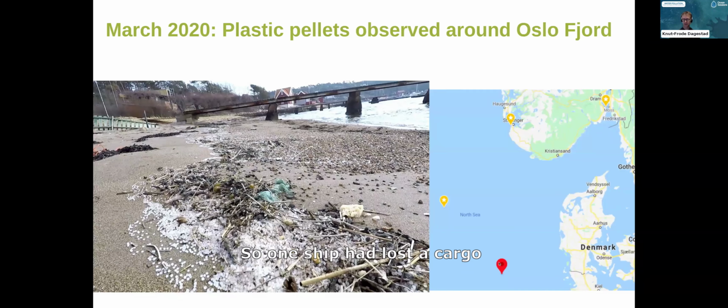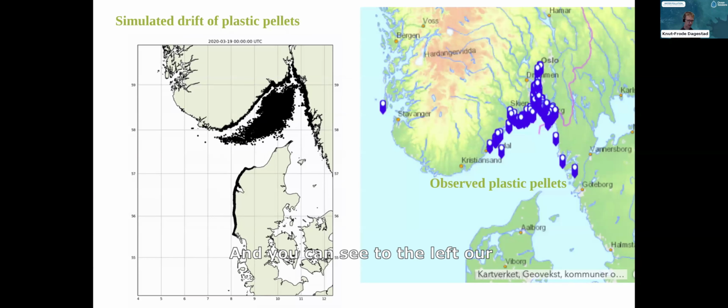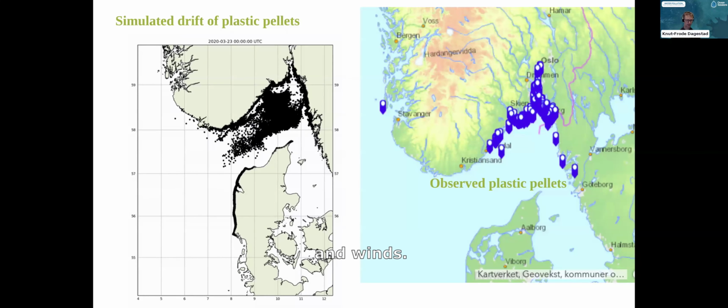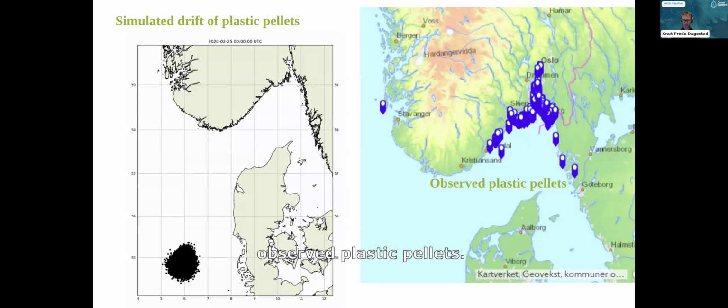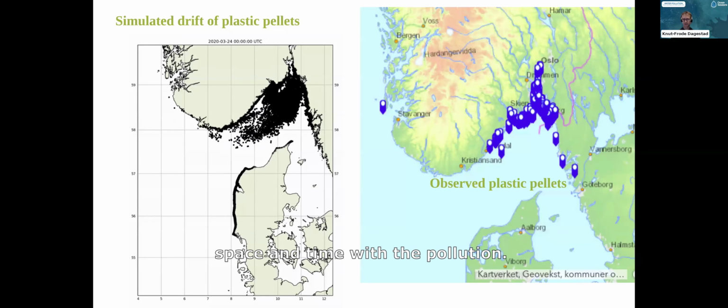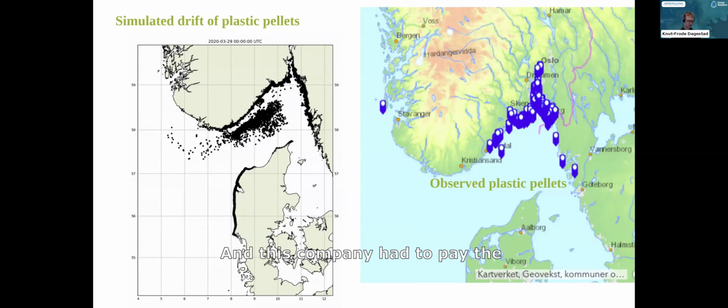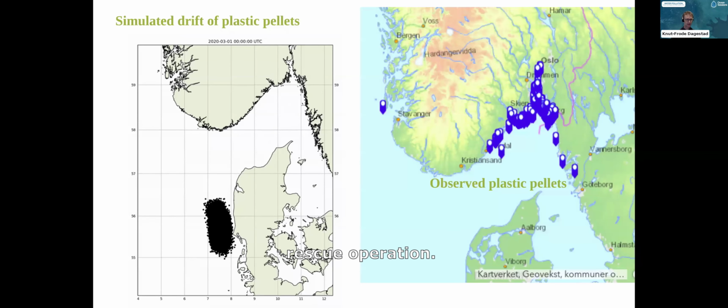One ship had lost a cargo container of these pellets. But these pellets are used all over the world, so there are many. So it's not an obvious link between that incident and what was observed on the beach. But the simulation can help answer that question. So we were asked to do the simulation, and you can see to the left an animation of simulated drift using Copernicus currents and winds. And you can see to the right the observed plastic pellets, and there's a very nice match both in space and time with the pollution. So this was actually used as proof in the trial, and this company had to pay for the rescue operation.